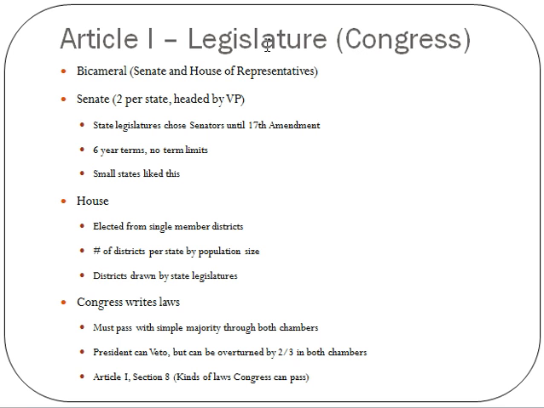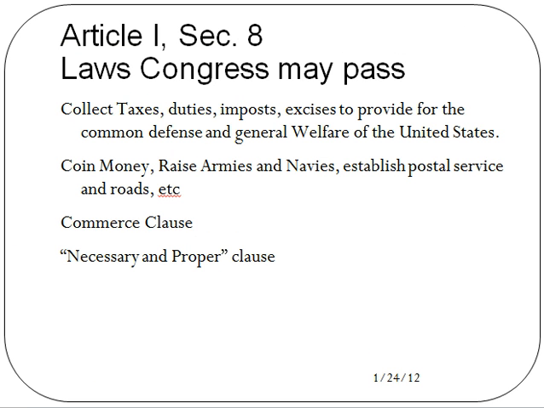Now, the most important part of Article 1 is Article 1, Section 8, because this lays out the kinds of laws Congress can pass. I'm going to highlight certain points of this. It starts with giving Congress the power to collect taxes, duties, imposts, and excises to provide for the common defense and general welfare of the United States. Let me explain what that means.